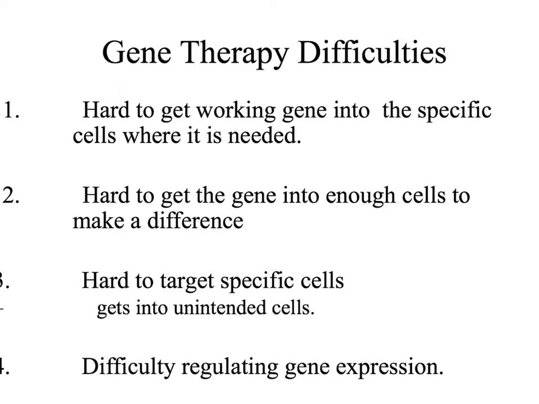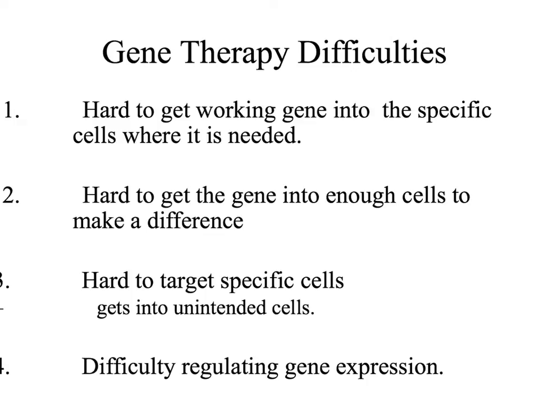If only a few cells receive the functional gene, you may not make enough product to actually make a difference in your body. The third reason is it's hard to target specific cells. If we cannot target the cells we want, we may wind up with cells in random places of our body producing things like insulin that they don't need.